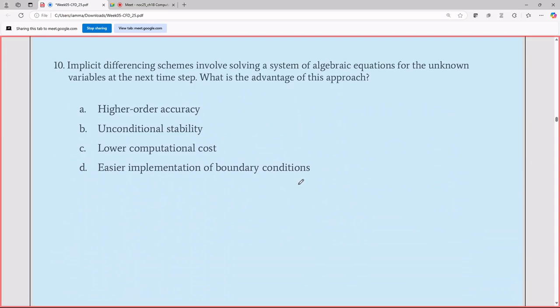Next question. Implicit differencing schemes involve solving a system of algebraic equations for the unknown variables at the next time step. What is the advantage of this approach? Options are option A, higher order accuracy; option B, unconditional stability; option C, lower computational cost; option D, easier implementation of boundary conditions.